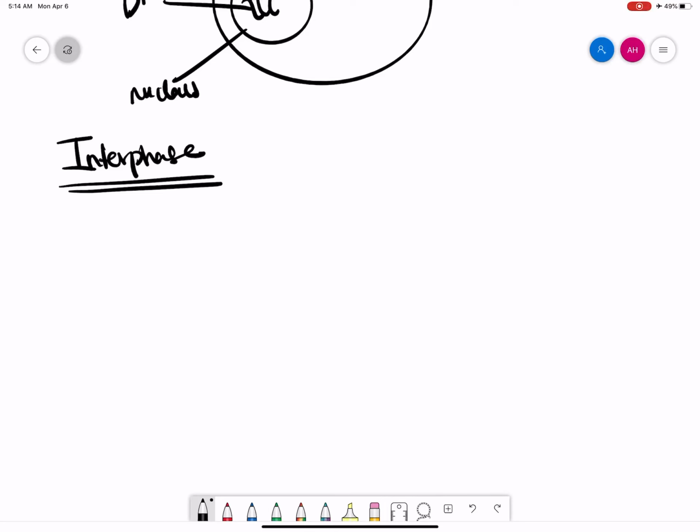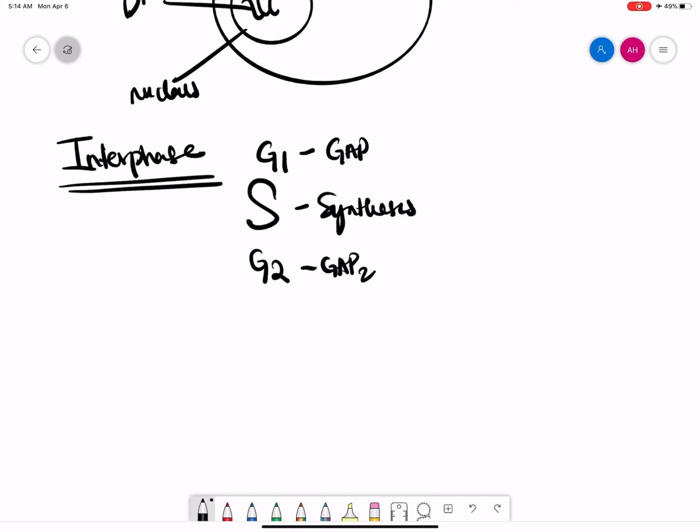Interphase has three stages. We have the G1 phase, the S phase, and we have the G2 phase. Okay, G refers to gap, and S refers to synthesis. Okay, gap 1, gap 2. All right. So what happens in the gap phases?